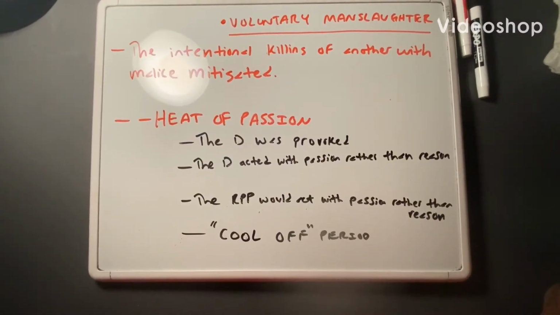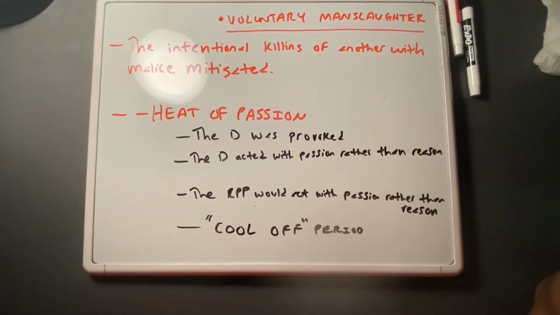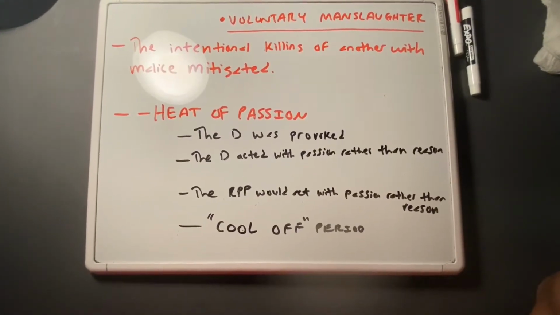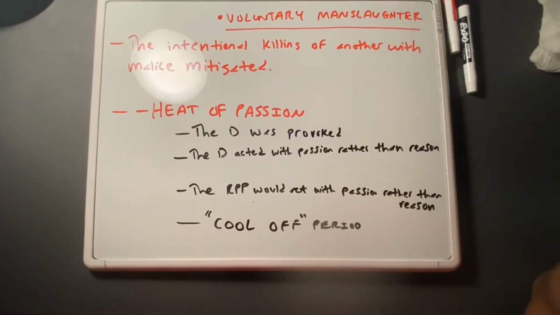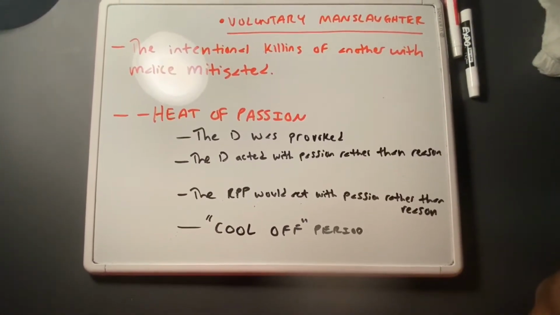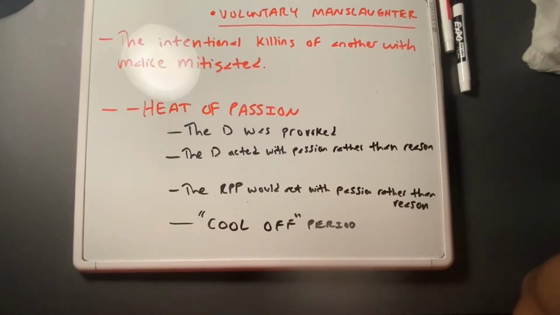Okay, everybody, let's dive into manslaughter. The first thing I'll go through is voluntary manslaughter, the kissing cousin of first-degree murder. And I say a kissing cousin because voluntary manslaughter and first-degree murder both still have the intent to kill.